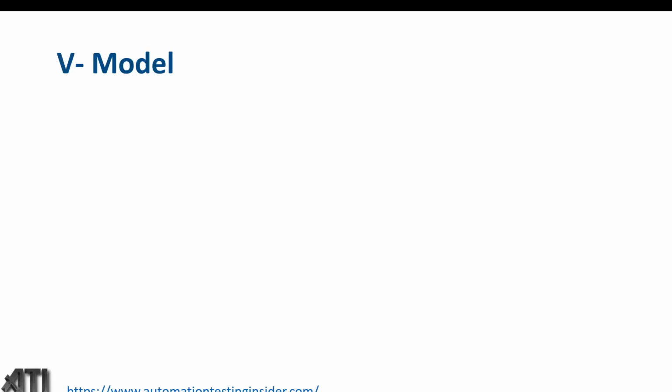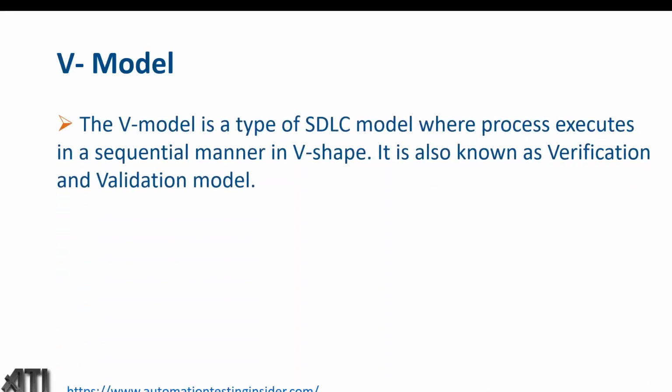So guys, let's talk more about V model. The V model is a type of software development lifecycle model where the process executes in a sequential manner in V shape. It is also known as verification and validation model, which we have discussed earlier. So sequential manner in V shape means like this. So that's why it is called V model.